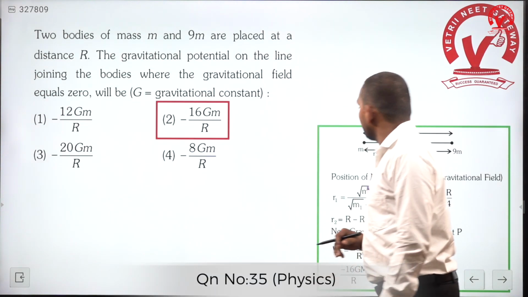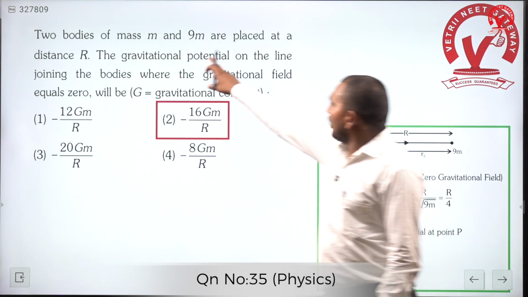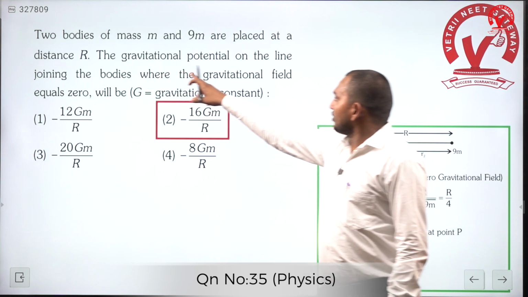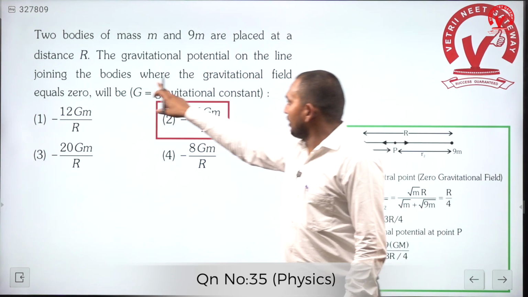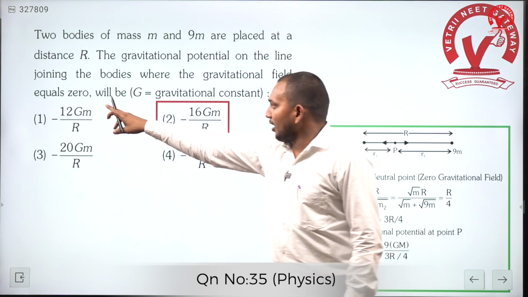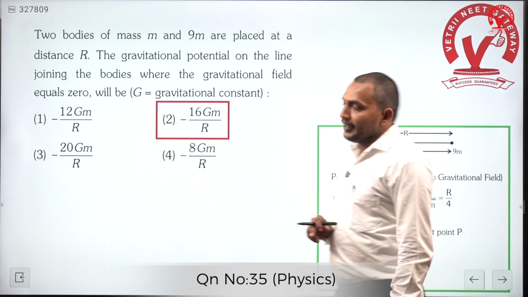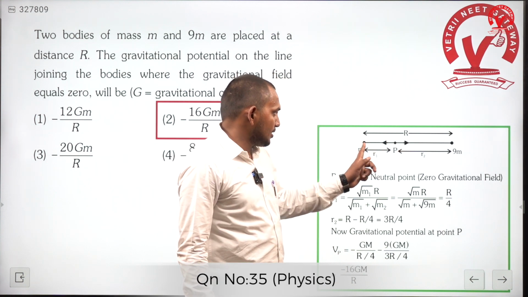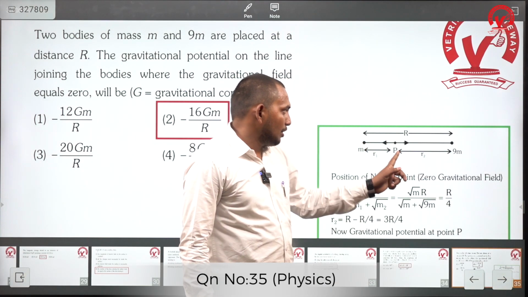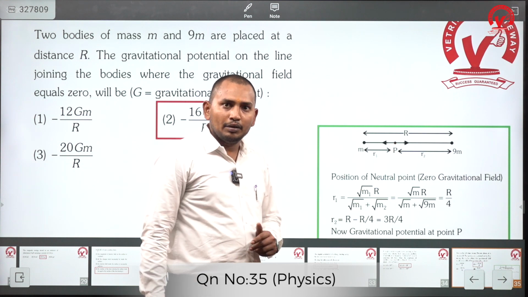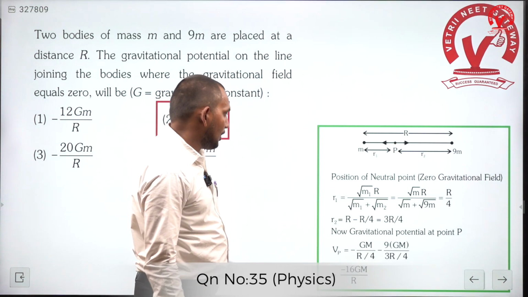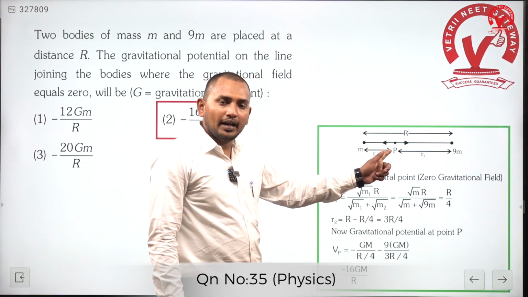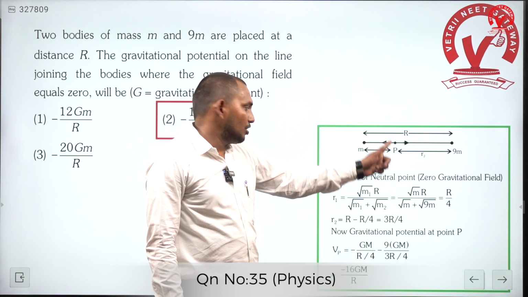Next, two bodies of masses m and 9m are placed at a distance R. Find the gravitational potential at the point on the line joining the bodies where the gravitational field is 0. Here you can consider two bodies, here m, here 9m. Between them we are taking a point P. Here at point P, the gravitational field becomes 0.